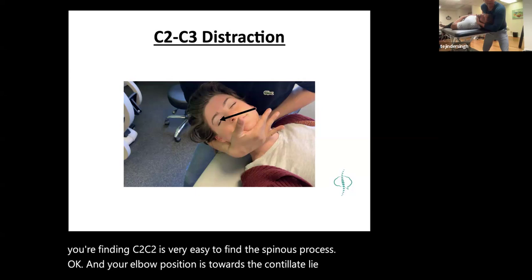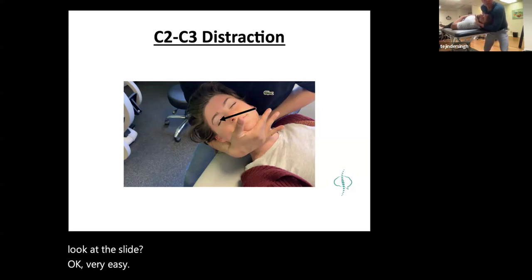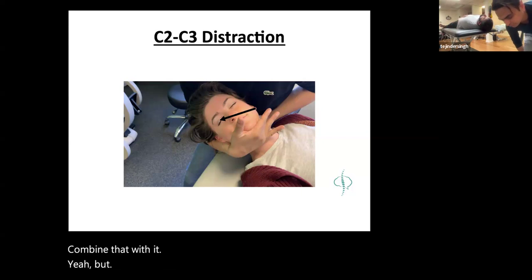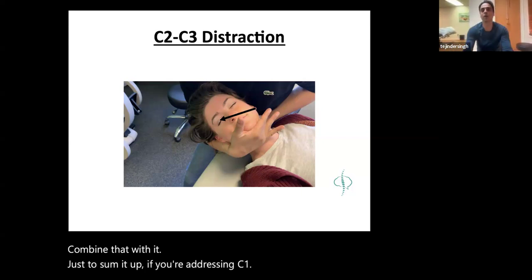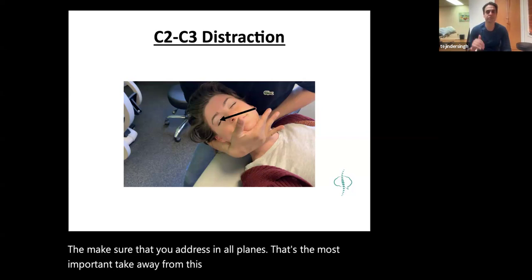If you look at the slide, very easy. If you're finding tension in the C2 area, you can do that too, and combine that with it. But just to sum it up, if you're addressing C1, make sure that you address it in all planes. That's the most important takeaway from this lecture. Six degrees of freedom, you address in all planes.